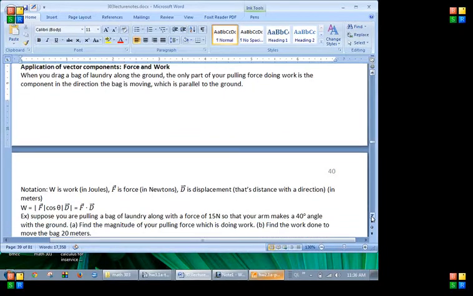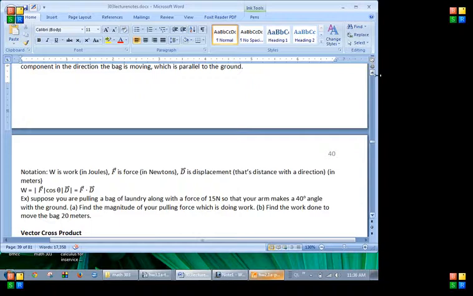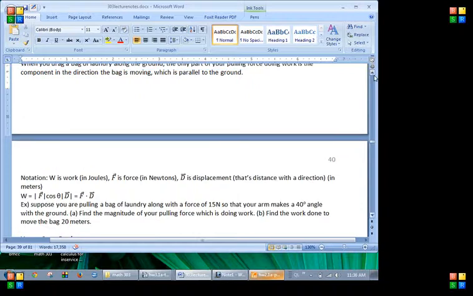So now let's show how this works in doing a calculation in a problem. Suppose you're pulling a bag of laundry along with a force of 15 newtons. Your arm makes a 40-degree angle with the ground. First of all, let's find the magnitude of your pulling force which is doing work. And then let's find the actual work done to move the bag 20 meters.